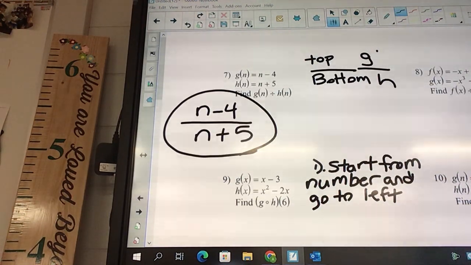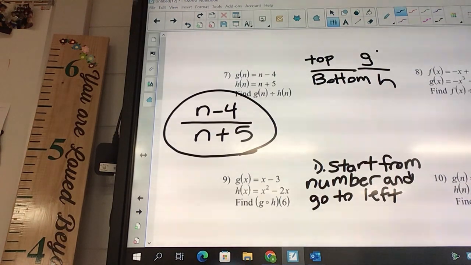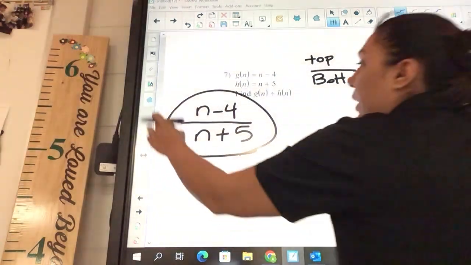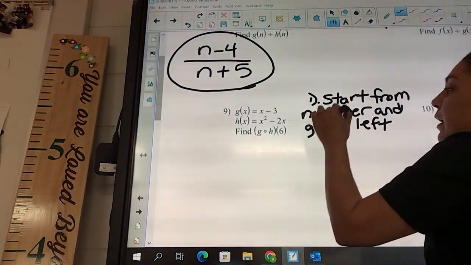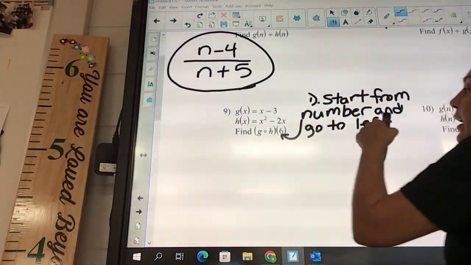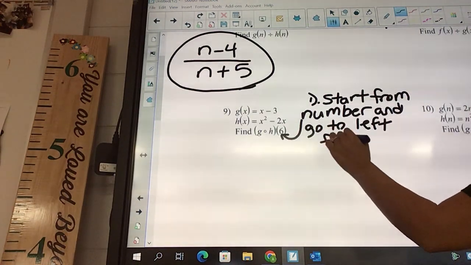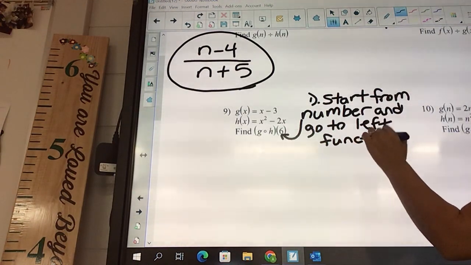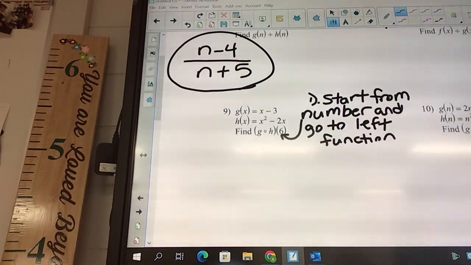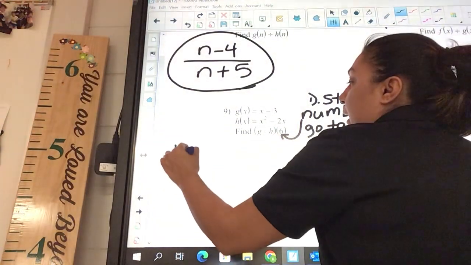Okay, the next section on here is a composition function. You might have to tweak what this is saying, but you're going to start from the number, which is this, and then go to the left. Go to the left function, which is going to be h first. So it's going to look like h.